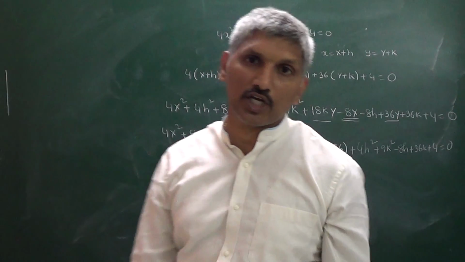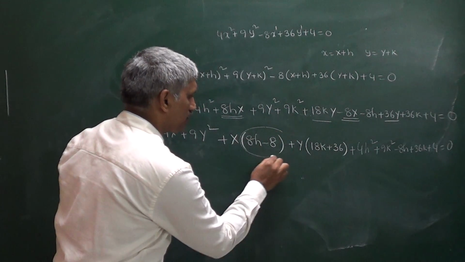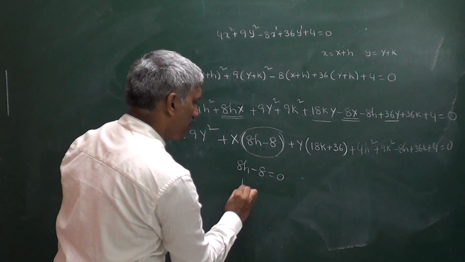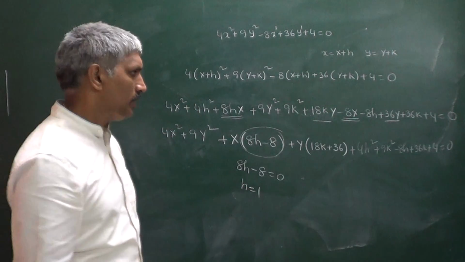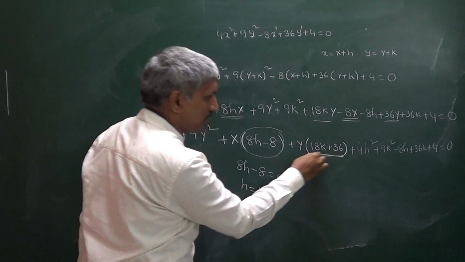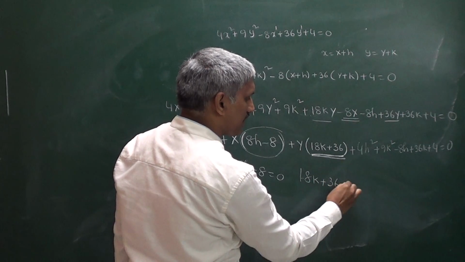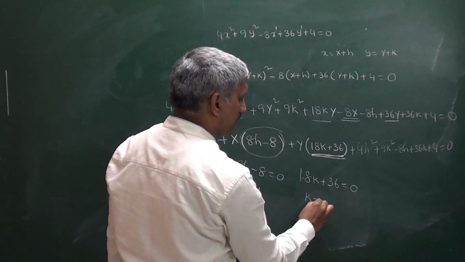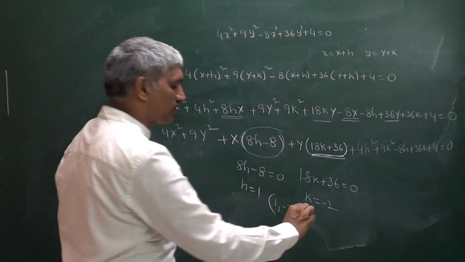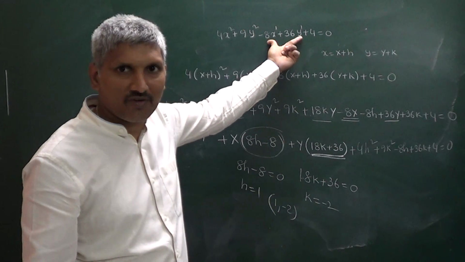What is asked in the question? We have to remove the first degree terms. To remove the first degree term, this must be equal to 0. That's why 8h minus 8 is equal to 0. Therefore h is equal to 1. We have to remove the first degree term, so this term must be equal to 0. That's why 18k plus 36 is equal to 0. Therefore we can write k is equal to minus 2. That's why the origin should be shifted to 1 comma minus 2 to remove the first degree terms in this equation.